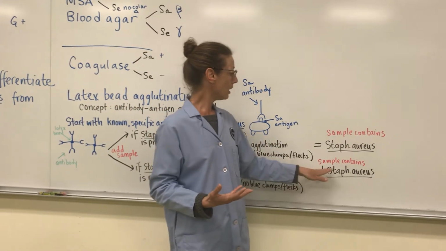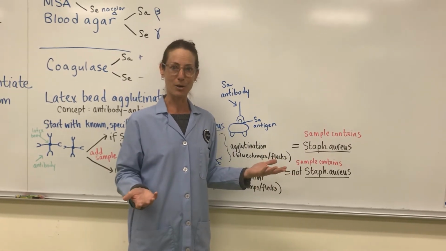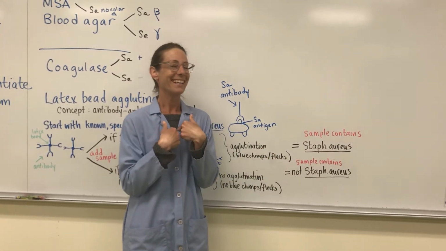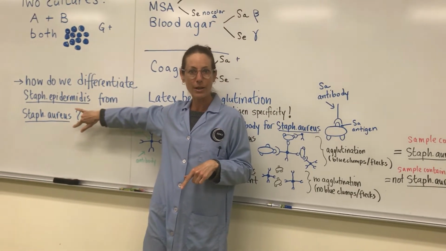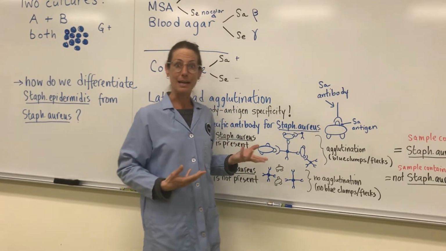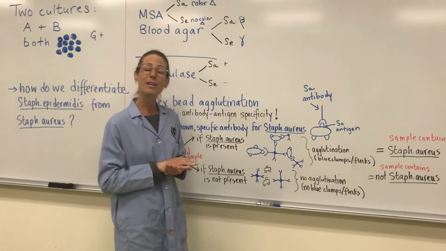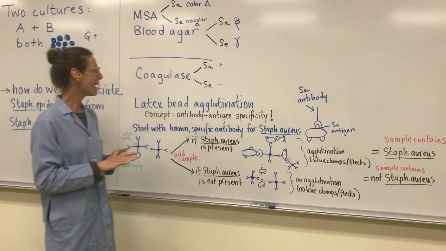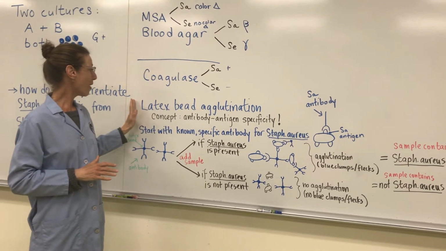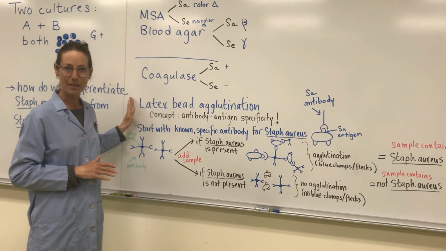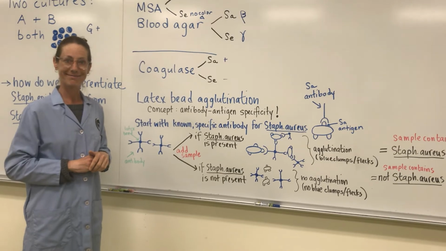Now, in general, that would simply tell us that the sample contains something other than Staph aureus, but because in this case, we know that our only two options are Staph epidermidis and Staph aureus, we can say then that this sample contains Staph epidermidis. So in the next portion of the video, we are going to actually look at the results for coagulase and walk through the process of doing latex bead agglutination so that we can identify cultures A and B.